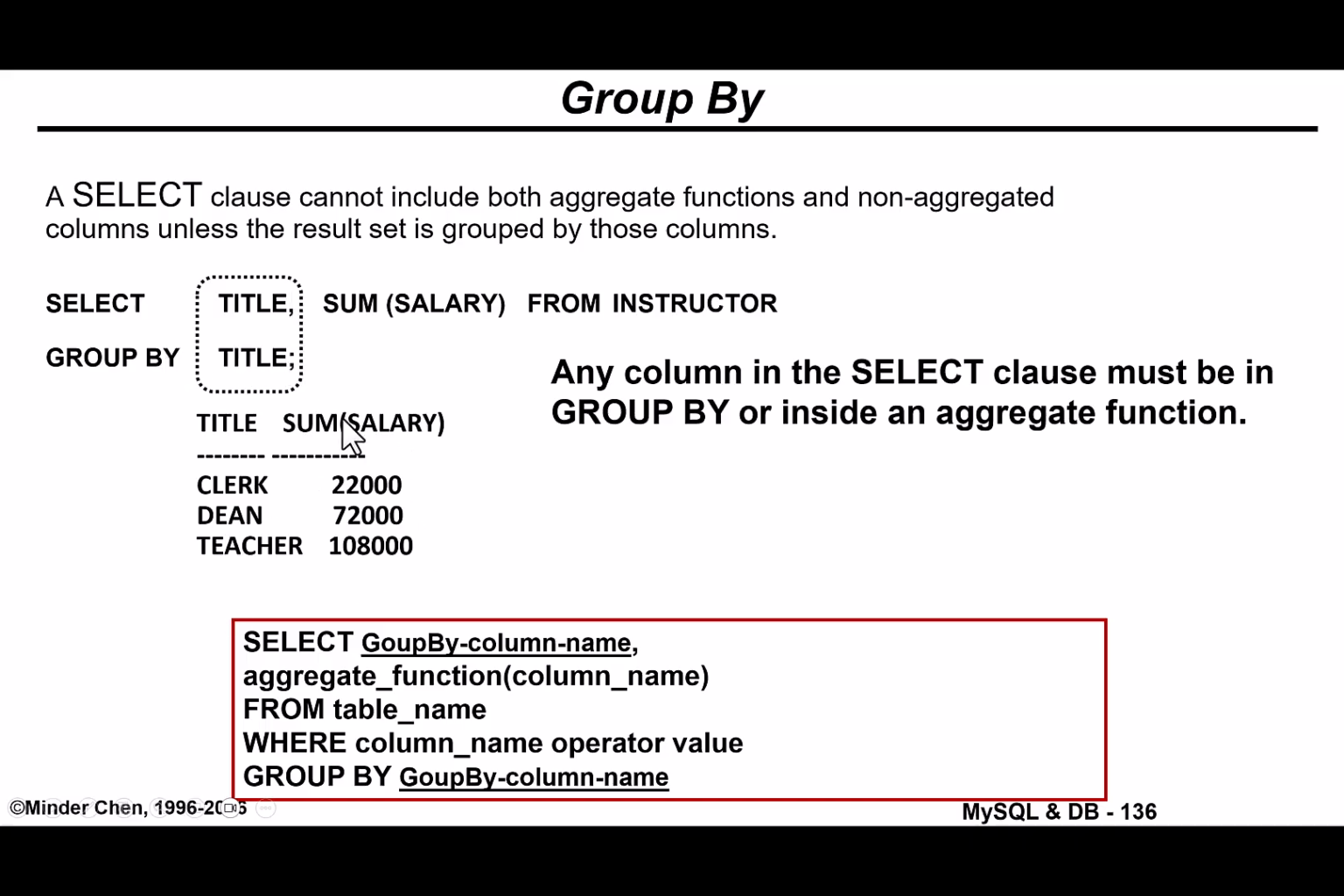In this case, we're getting this, which means that the total salary we're paying for each job title, like clerk, is 22K, dean is 72K, and teacher is 108K. However, we pretty much need to know how many instructors have this title. Otherwise, just looking at the sum may be misleading. You say, "Oh, teacher makes a lot of money." No, that's the sum of the salaries of all the teachers.